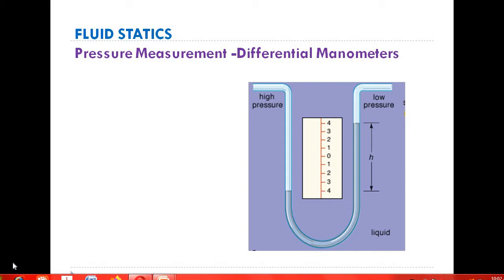Also we have seen the hydrostatic equation of a static fluid system, that is, pressure varies directly proportional to the depth or height. P is equal to rho g h, where rho is the density of the fluid under consideration. And now we will see how this hydrostatic equation is used for pressure measurement using an instrument called manometers or differential manometers.